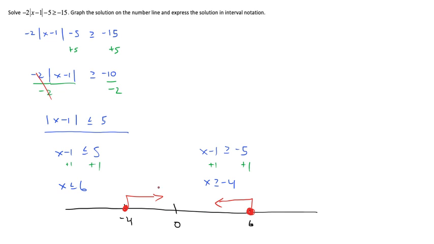In interval notation, it should be everything between negative 4 and 6. But because these are closed circles, we need brackets this time. So negative 4, 6. Every number between negative 4 and 6 is a solution to the original inequality.